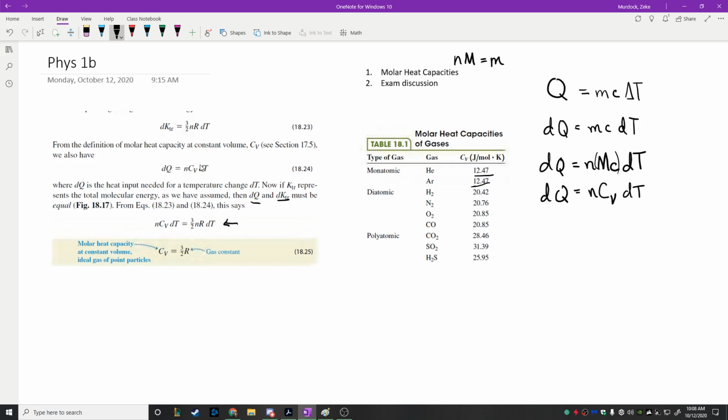But then if you look at the equation, you've got a number of moles on both sides that cancels, dT that cancels, and really what you're left with is 3/2 R is equal to CV.